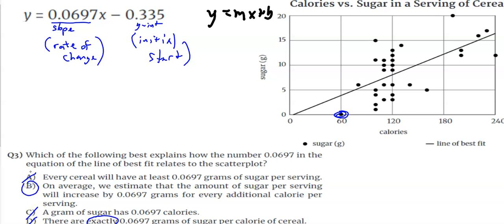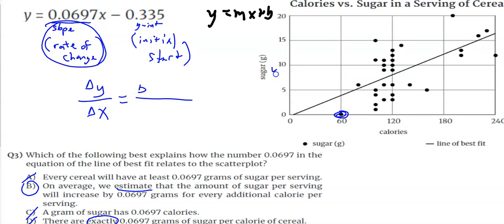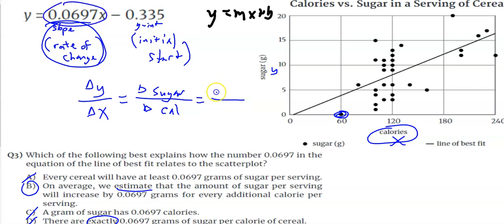This answer makes a lot of sense. I love the way it's phrased. On average, we estimate, so that's a statistician word, we estimate the amount of sugar will be increased by that for every additional calorie per serving. If you think about slope or rate of change, that's change in y divided by change in x, right? Well, what is y called here? So y is our sugars. So change in sugar divided by change in calories, which is our x. And this slope is this number.